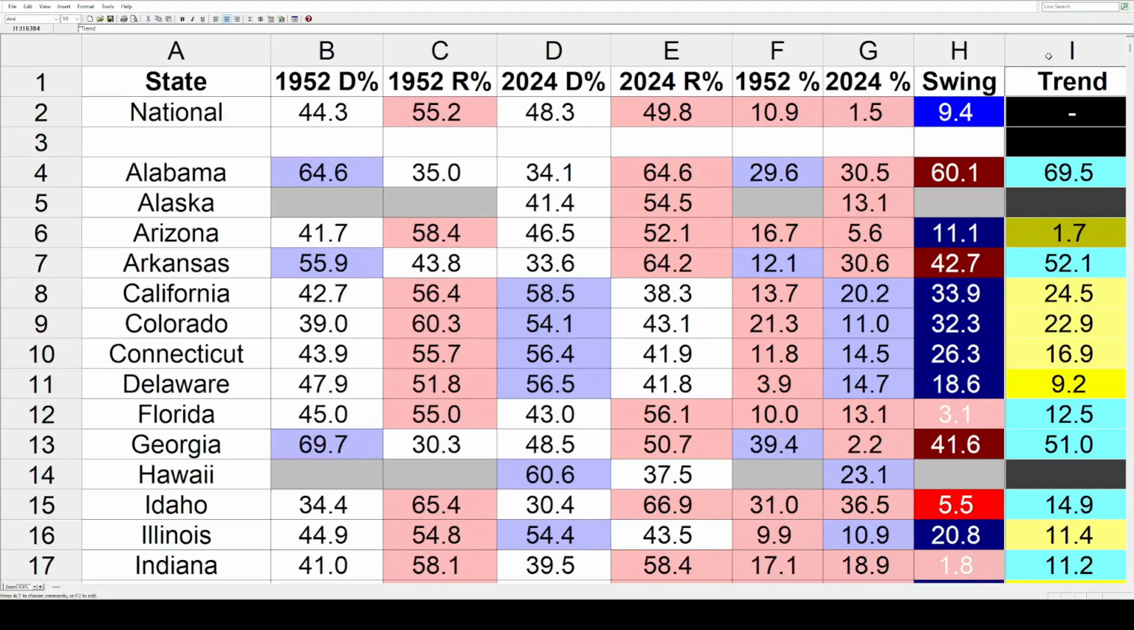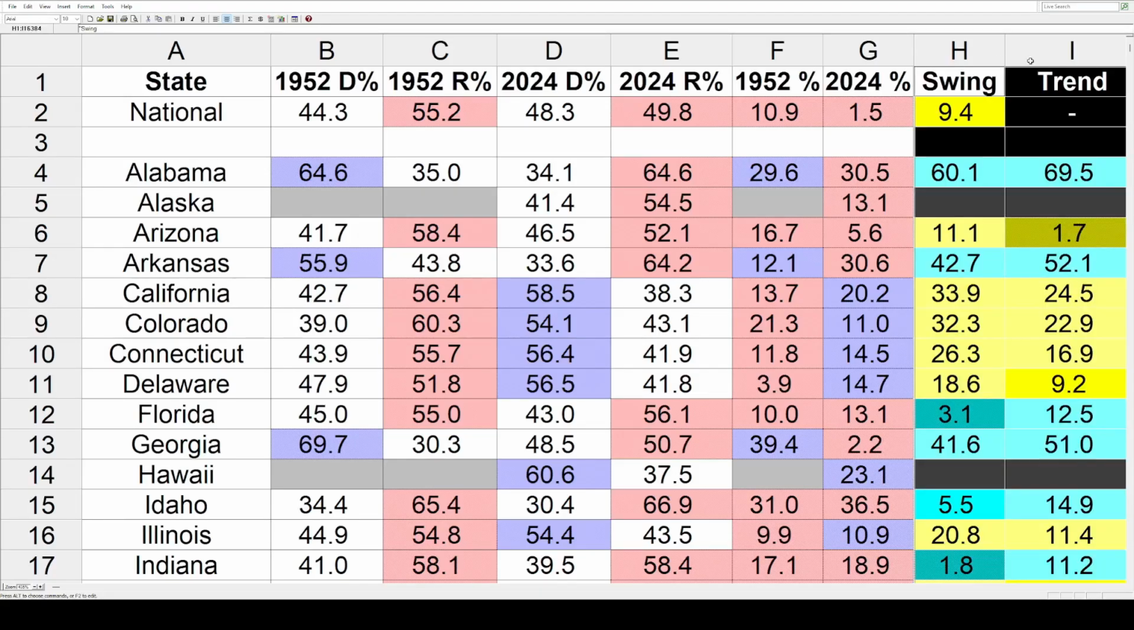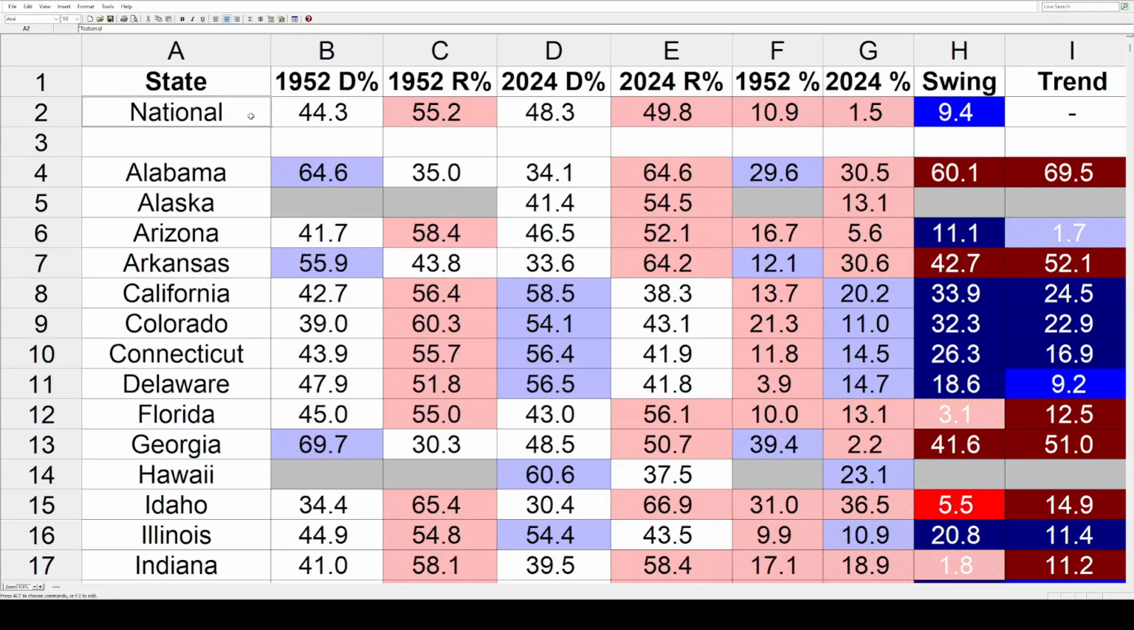Finally, we've got the trends. This will compare the swings in each state to the national popular vote, and that'll show us the trends. And the two columns at the right have shading. The darkest colors are 10 or more. The lightest are under 5%. So in order to get started, we've got to get our national baseline.